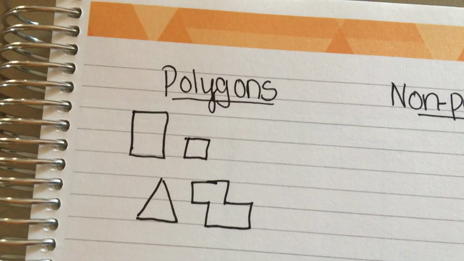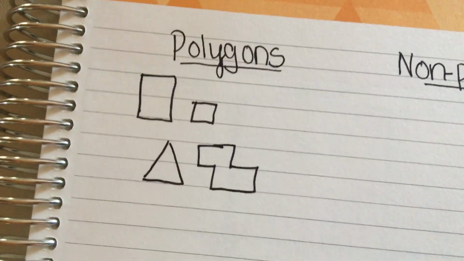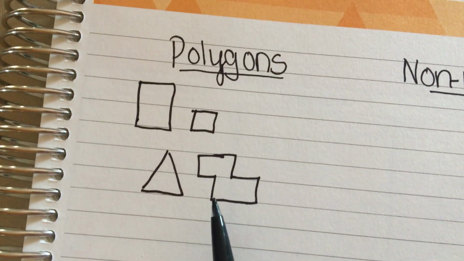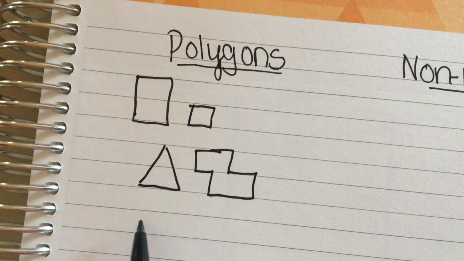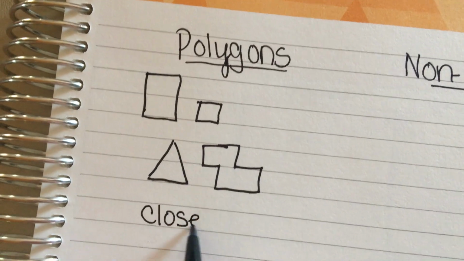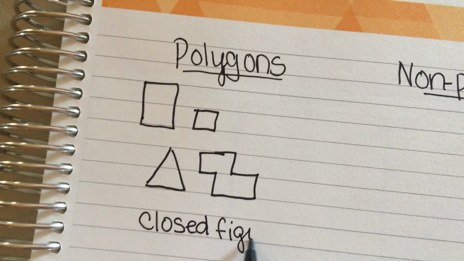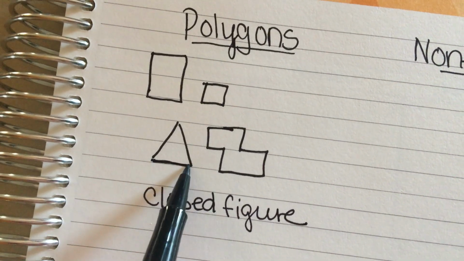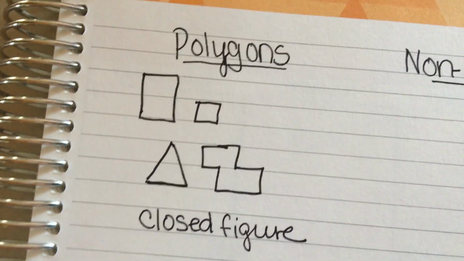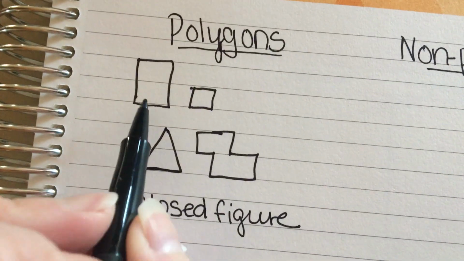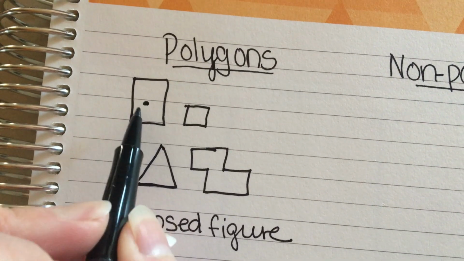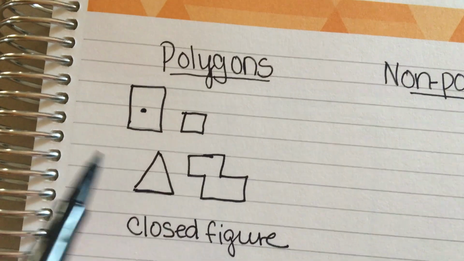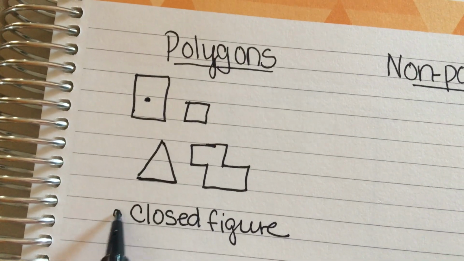And the reason they're polygons is because they are a shape and they have line segments, but it's called a closed figure. What it means by being a closed figure is that all the line segments meet and they're closed. Think of it as a fence. If you had a little cat or a little dog in here, if it's a closed figure, it couldn't get out, it couldn't escape, okay? So one thing is it has to be a closed figure.